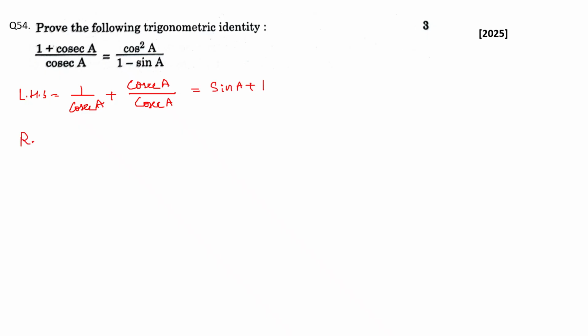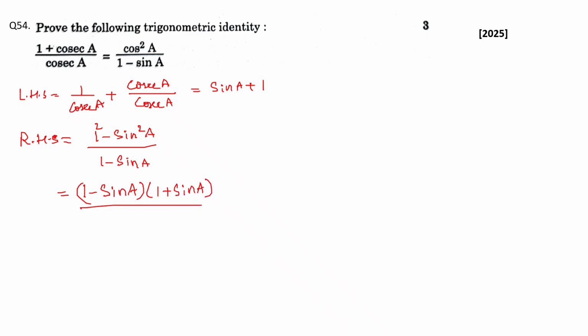Now let's take the RHS. Cos square A is 1 minus sin square A by 1 minus sin A. So now in the numerator, 1 I can write as 1 square. So it is 1 minus sin A into 1 plus sin A divided by 1 minus sin A. So this will get cancelled. So it is equal to 1 plus sin A. So this is also equal to LHS. Done.